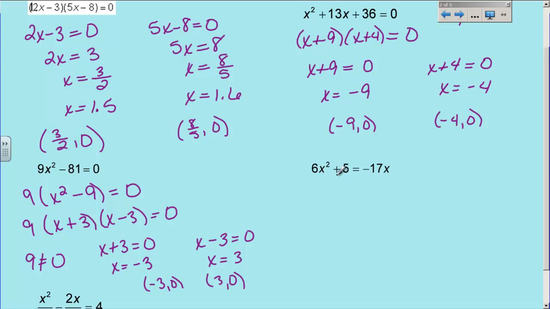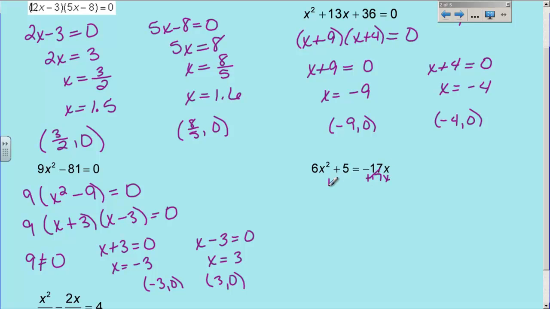So next example, 6x squared plus 5 equals negative 17x. This one doesn't equal 0. You cannot solve a quadratic if it does not equal 0, because that is the whole point. You are trying to find what x equals when y is 0. So I've got to make this equal to 0, and I'm going to do that by adding 17x to both sides.